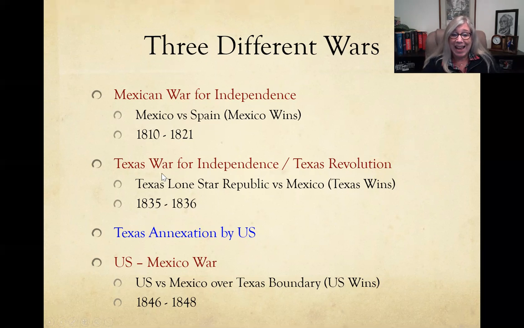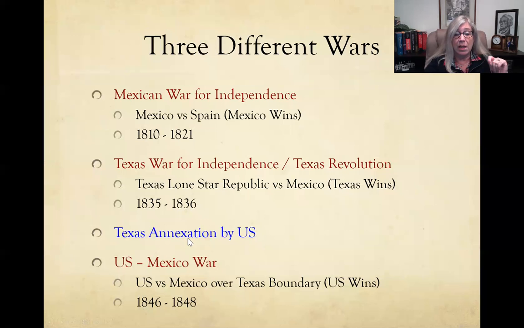Then later on, Texas fights a war against Mexico, right? Because Texas becomes the Lone Star Republic. The Texas Revolution, or the Texas War for Independence. Is the United States part of this war? No. Are there Americans who fight in the Texas War for Independence? Yes. But the United States government is not part of this war. The United States military is not part of this war. It is Texas, which was its own country at the time, versus Mexico. Texas wins. Then, after Polk wins the election in 1844, Texas is annexed, which they had been wanting ever since the end of the Texas War for Independence.